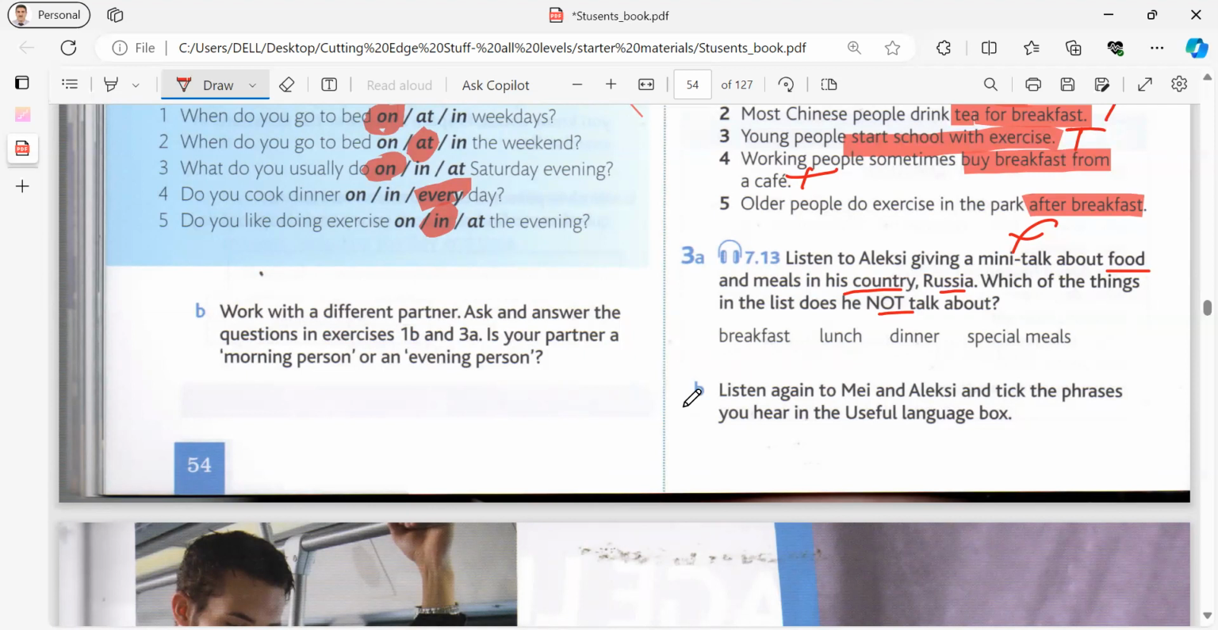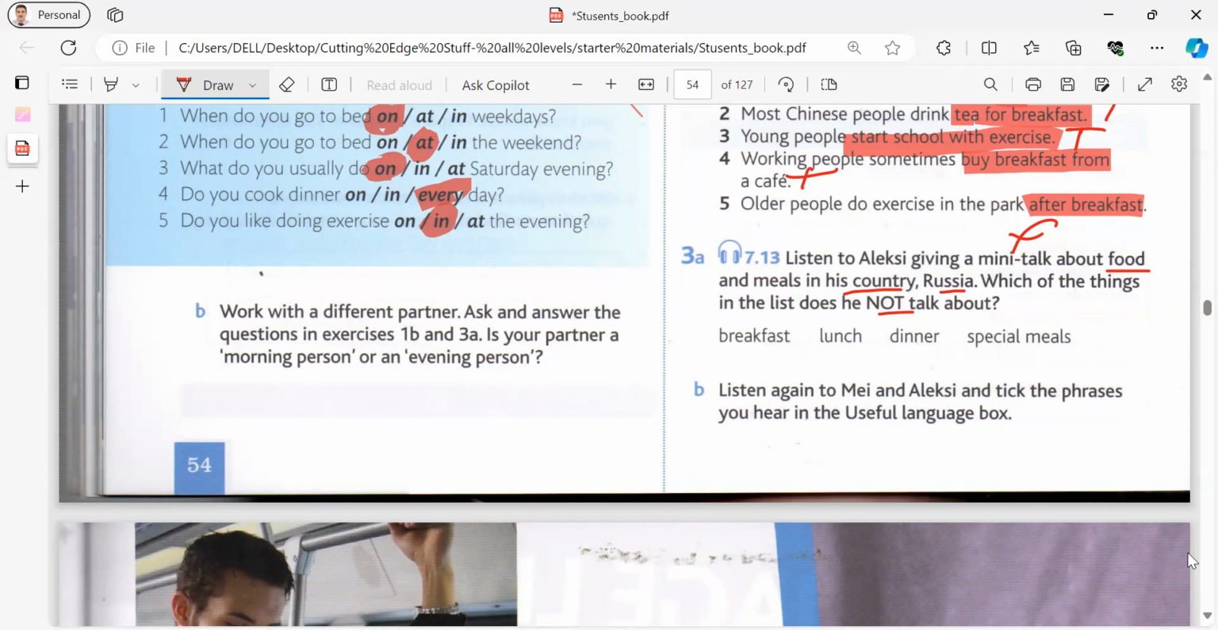Lunch in Russia is important. It's the main meal of the day. On working days, Russian people usually have a lunch break for 1 hour, from 1 o'clock to 2 o'clock. A typical lunch in Russia is soup, then meat with potatoes, then a hot fruit drink.